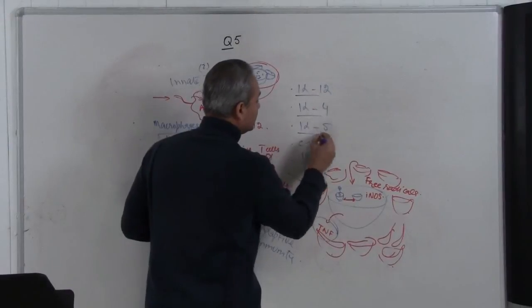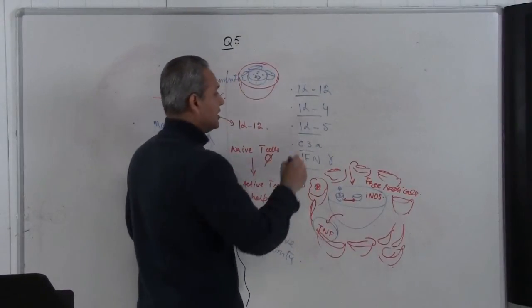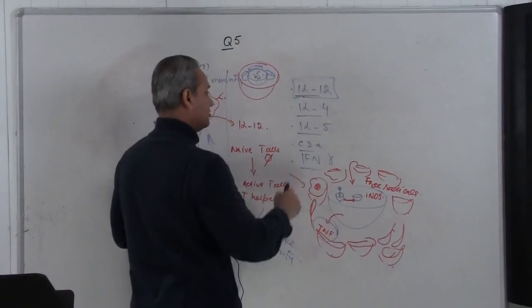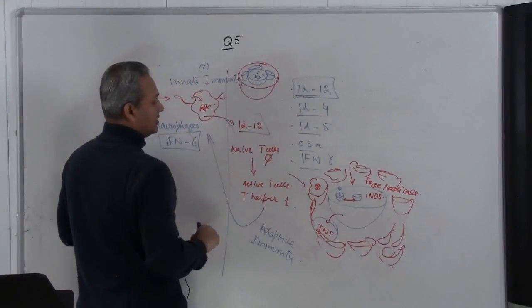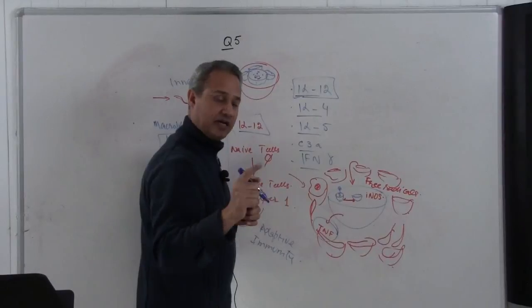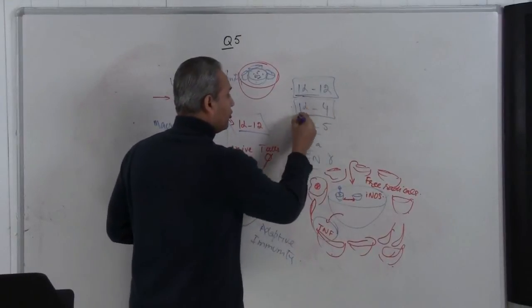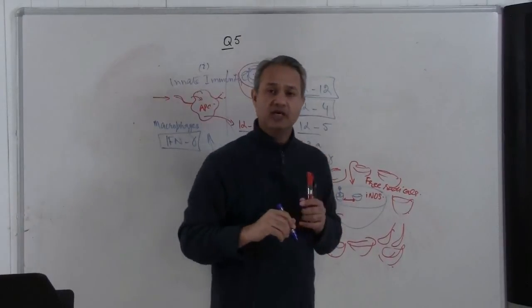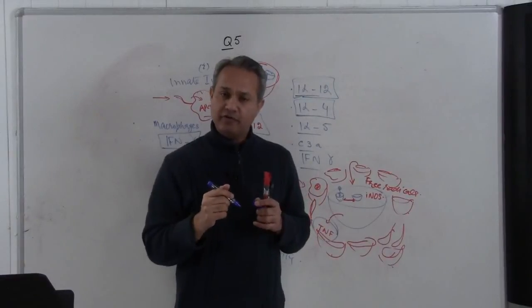So out of these options, IL-12, yes, that can be possible, but that is one step behind. Interferon gamma, that is the most directly relevant answer. Interleukin 4, it has nothing to do with the caseating granulomas and the macrophages.